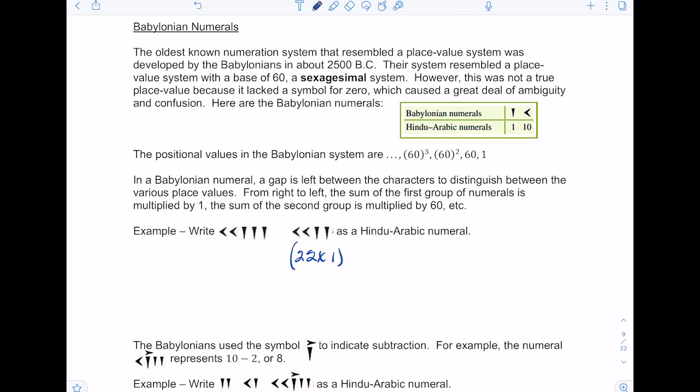And then there's a space. So that means we're going to multiply this numeral here by 60. So we've got 23 times 60, and then we would just add those together. So 23 times 60 gives us 1380, and 22 times 1, of course, is 22. And if we add those together, we get 1,402.